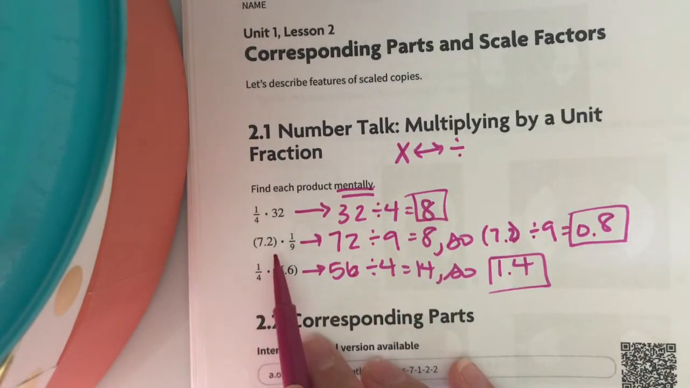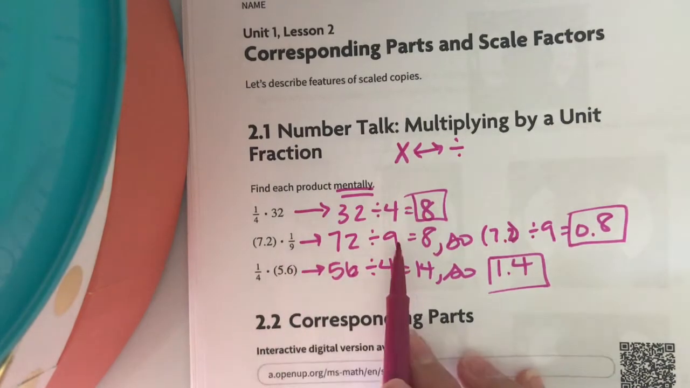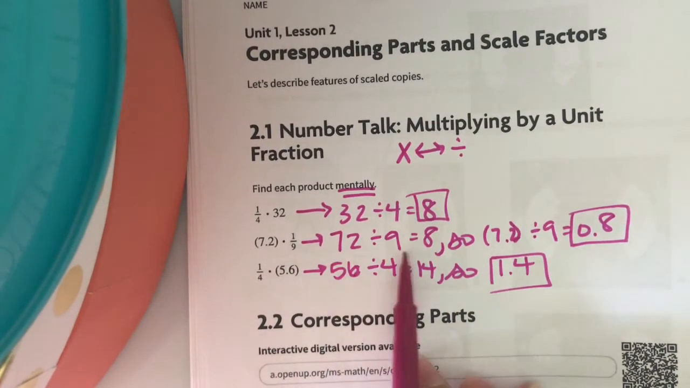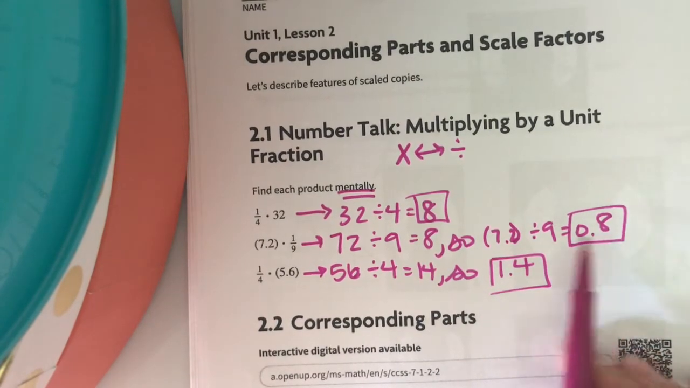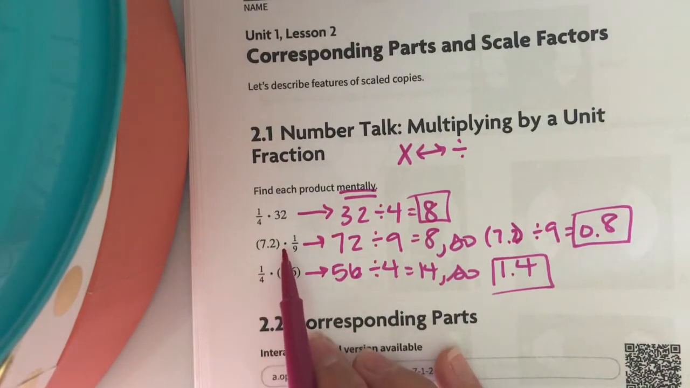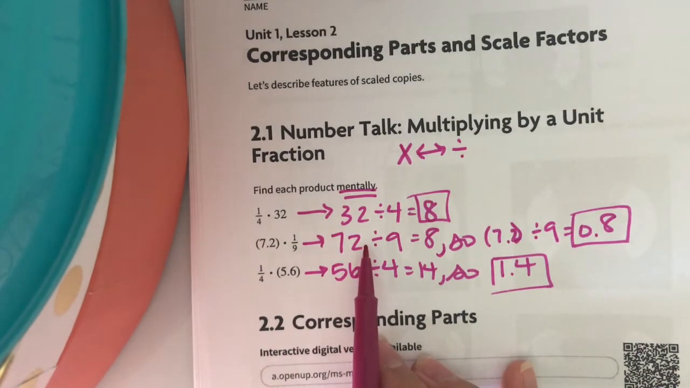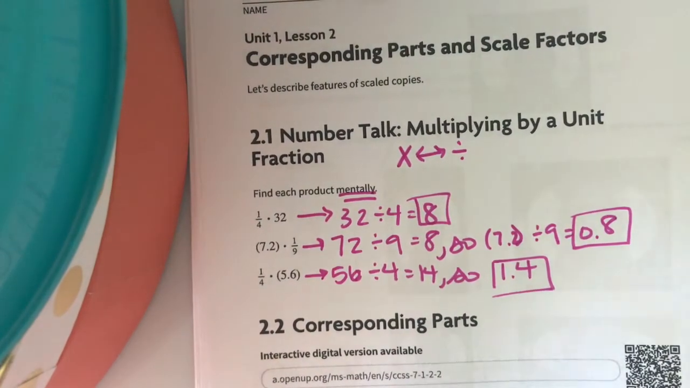I said, let's just change 7.2 to 72 and 1/9 to 9. And I know that 72 divided by 9 is 8. So 7.2 divided by 9 is about 8/10. You have to move that decimal point over, right? We moved it over 1 to the right to figure out 72. So we have to move it back to the left afterwards.